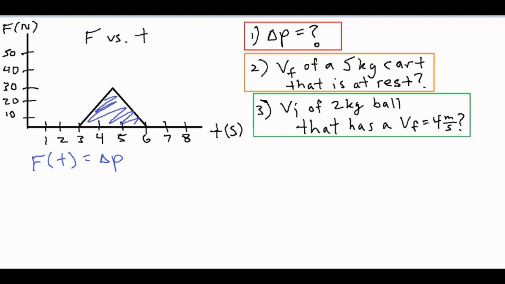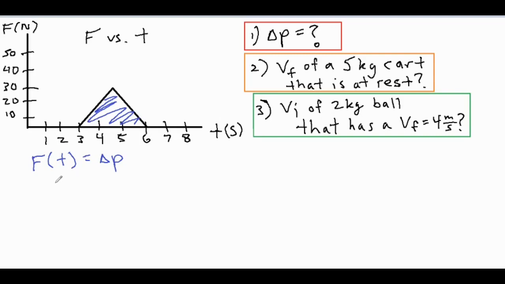Oftentimes in a force versus time graph, it may have some sort of a spike because there's a compression and decompression of some sort when something is experiencing a force for a certain time. For this one, we have a force that peaks at around 30 newtons, and it goes for about 3 seconds total, from 3 to 6 seconds. So we can go ahead and solve problem number one.